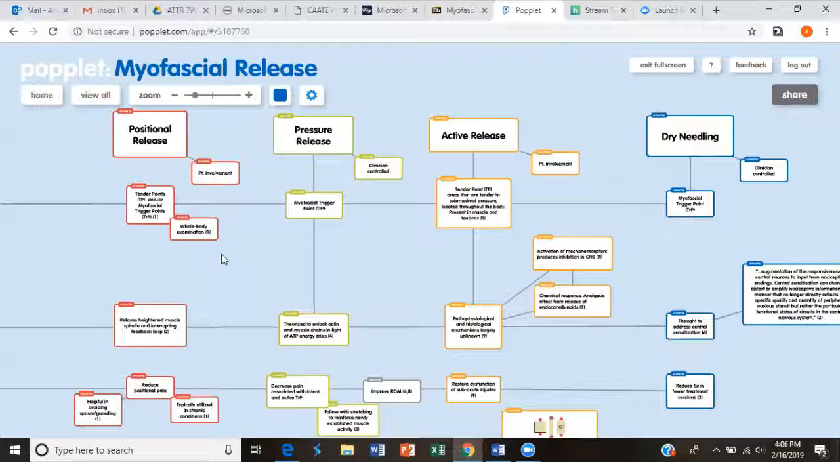program. If you would like to stop your audio right now and print off or pull up on a dual screen the pamphlet that has been provided on the link in this assignment, it may help you to follow along. As we begin today, we will look at positional release, pressure release, active release, and dry needling.